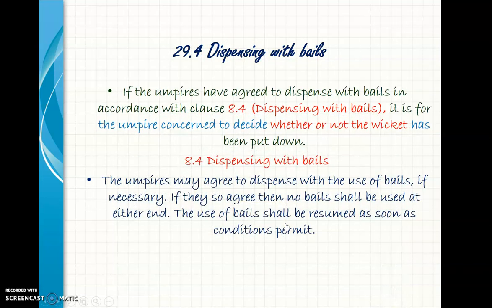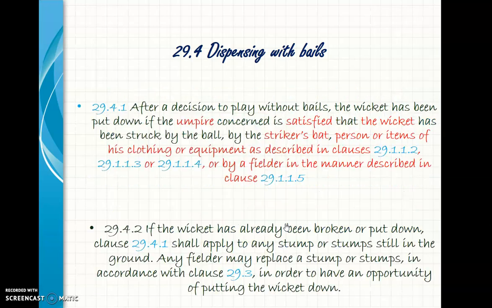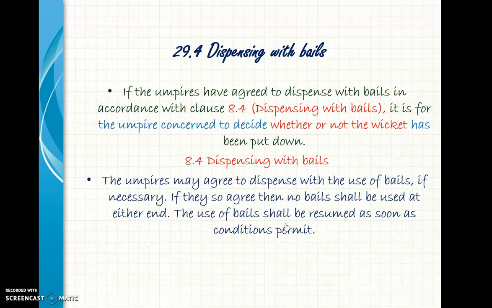Now moving forward, dispensing with the bails. For example, in some windy conditions it is sometimes difficult to keep the bails on, and if they often fall down, the umpire can decide to take off the bails. The condition we were talking about is mentioned in Law number 8, which is wickets.